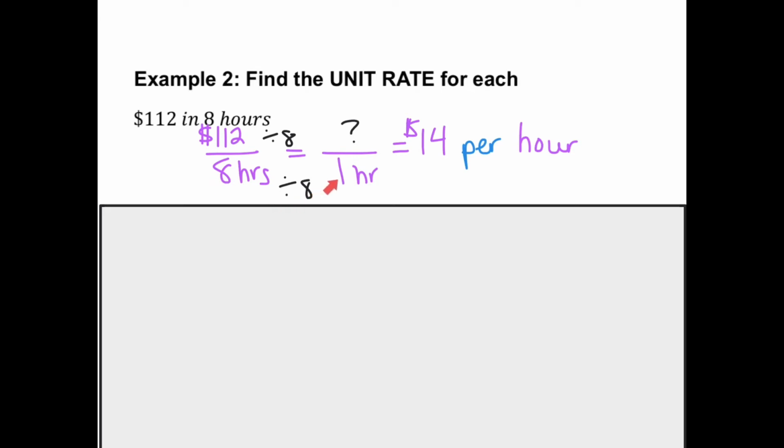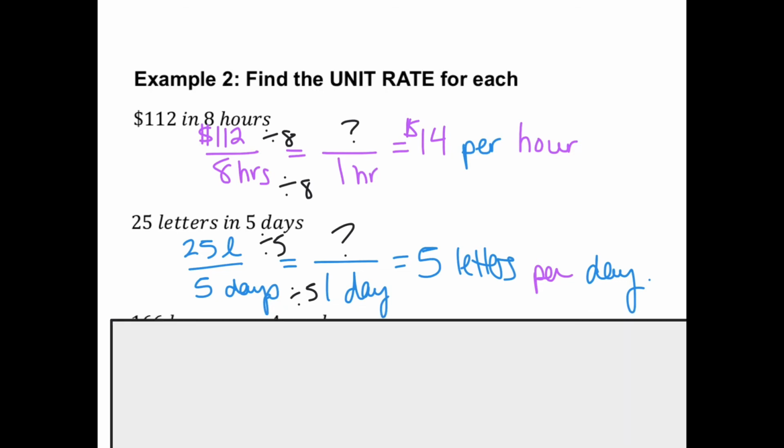8 divided by 8 is 1. It just so happens that 112 divided by 8 is a nice perfect 14. So that becomes $14 per hour. The next example, 25 letters in 5 days. Again, I'm dividing by 5 because that's the denominator in this fraction. 25 letters over 5 days. We divide by 5, that's an average of 5 letters per day.